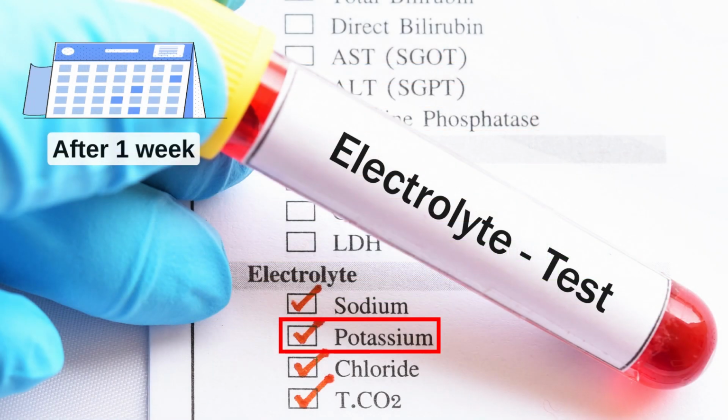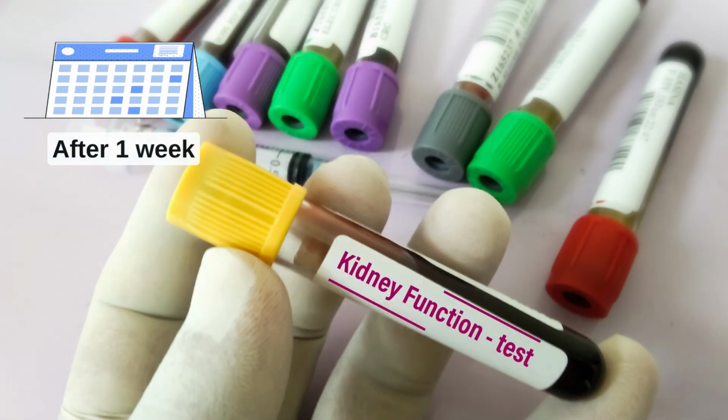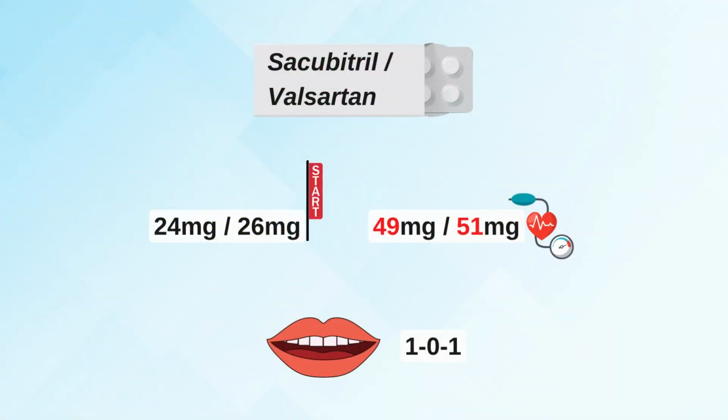What we have to check then around 1 week later is the electrolytes, especially the potassium level, and we also have to check the kidney function. So these two parameters have to be checked when you start the medication with valsartan and sacubitril.